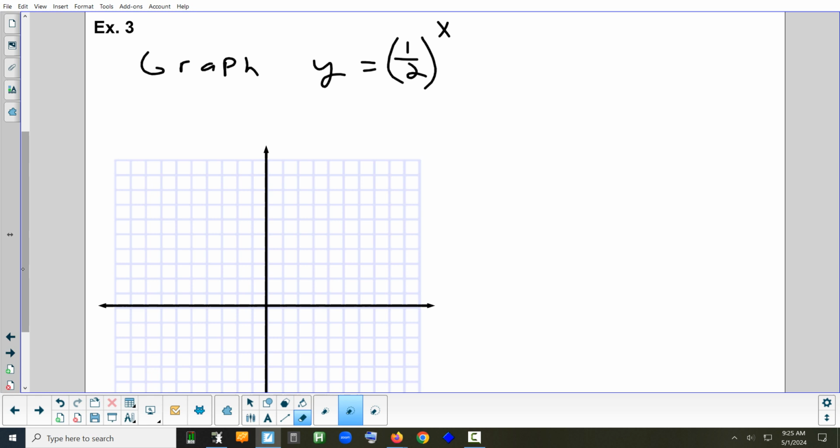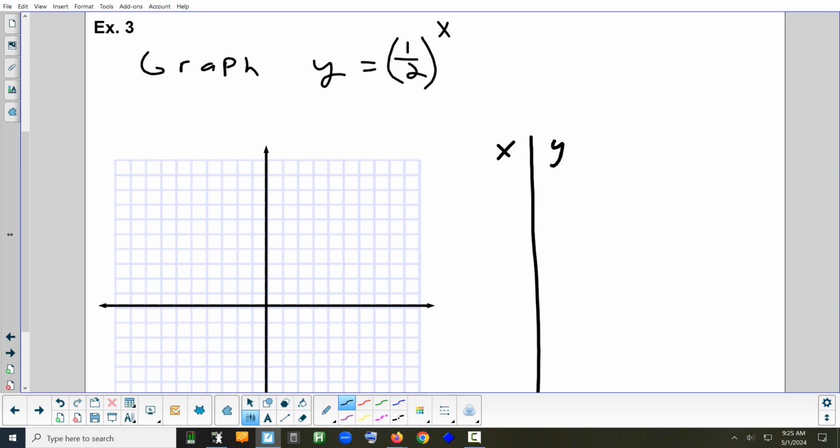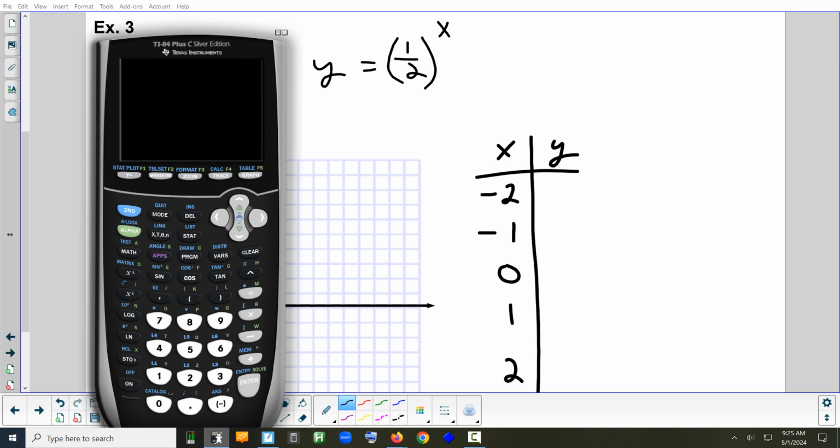And they didn't make a table for us, so we're going to have to make our own table. You've got a little bit of room to the side. You can make a table. So x, y. All right, so we've got -2, -1, 0, 1, and 2. If you get stuck with the arithmetic, the easiest thing is just to use the calculator. Okay, let's just plug them in.